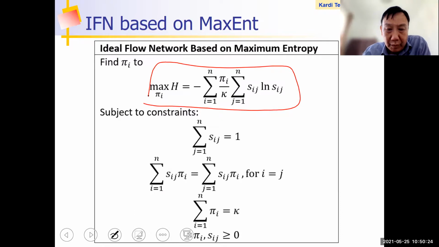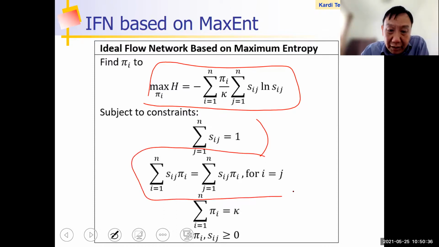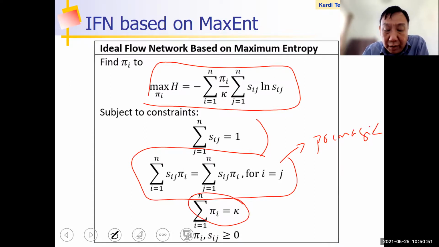Of course, it is subject to constraints. What is this constraint? The sum of the stochastic matrix must be 1. That is the definition of a stochastic matrix. And what is this constraint? This constraint means the sum of the row equals the sum of the column, right? So this is basically the flow conservation. And the total flow must be defined, so you need a parameter called kappa, which is the total flow.